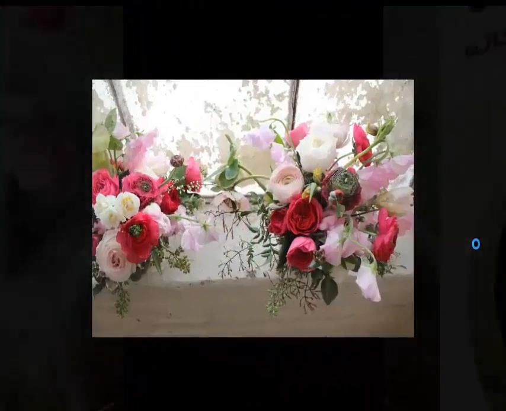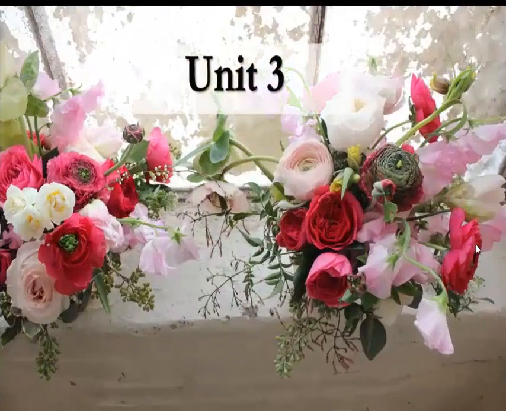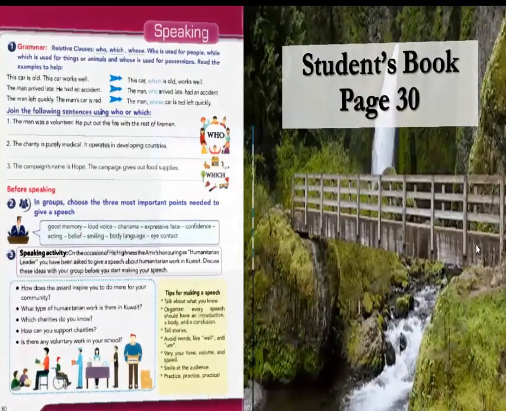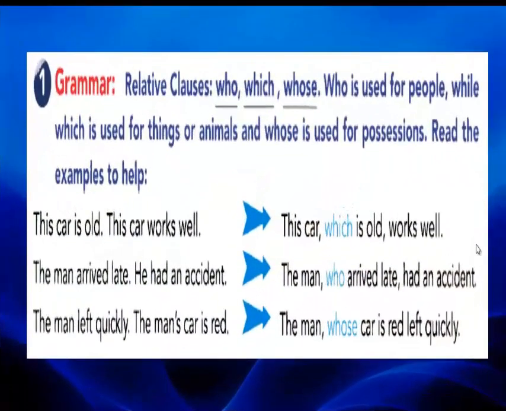Okay, today we have two grammatical rules in page 30 and 31. Please focus with me. Now, look at here in page 30. We have the first exercise, grammar and context here. As you see, relative clauses: who, which, whose.